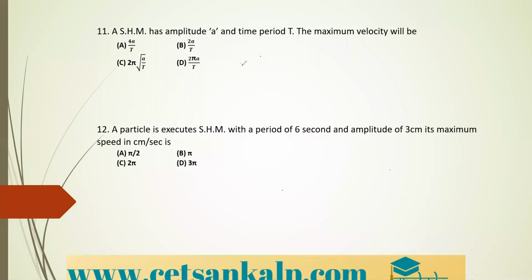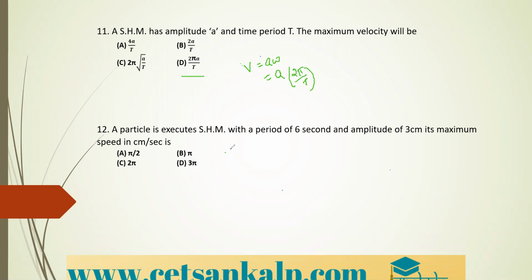Without solving also you can understand this one, because we know that maximum speed is equal to A omega. Just now we used this formula. A value is amplitude A only, it is given in the question, and omega is given as 2 pi by T. Therefore, option D is correct. That is 2 pi A divided by T. Option D is the correct one.